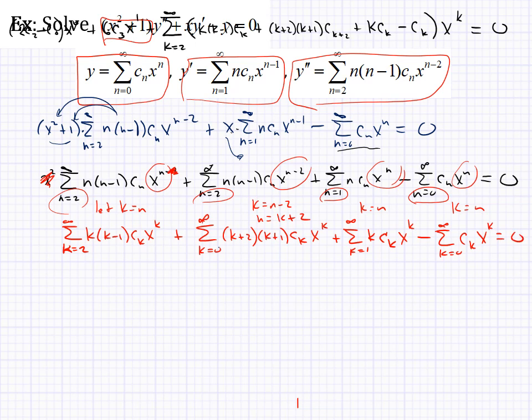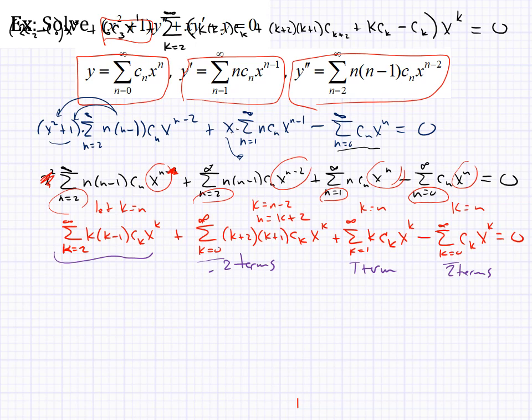Okay. So now they're all x to the k, but now I need to make the indices match up. So the highest one is this one. So I got to get all these to come up to 2. That means I got to run 2 terms out of that one, I got to run 1 term out of that one, and I got to run 2 terms out of that one. This should be fun.